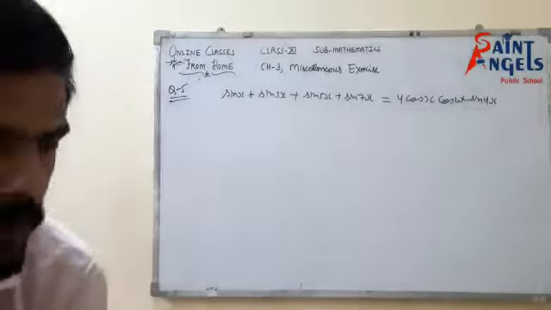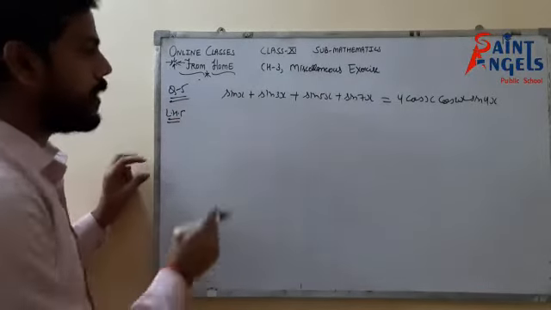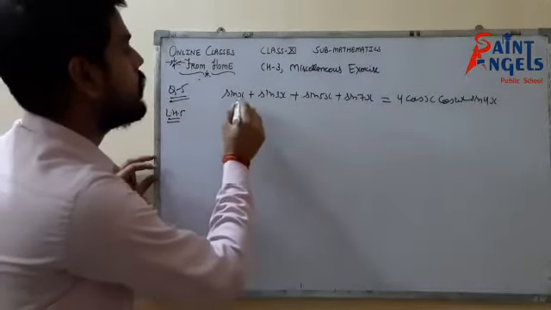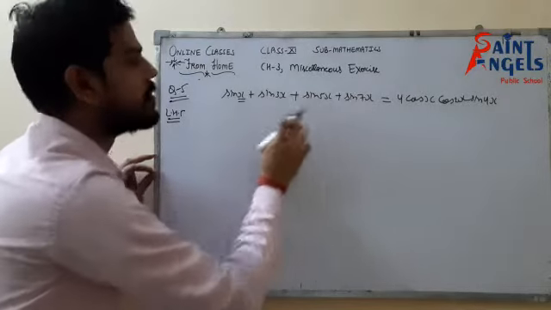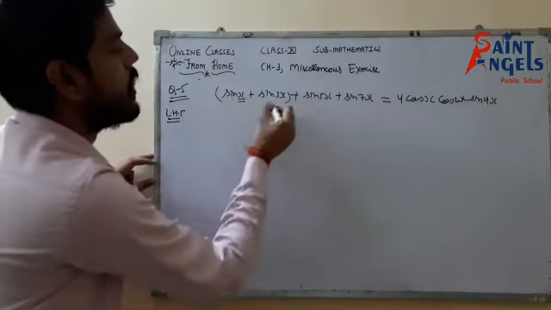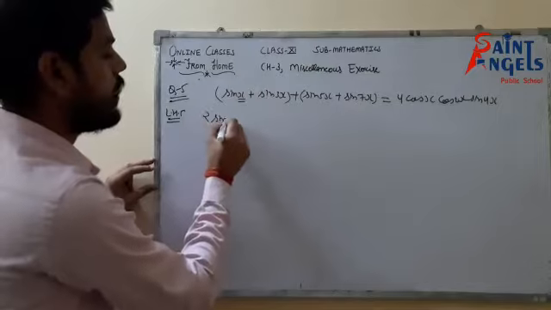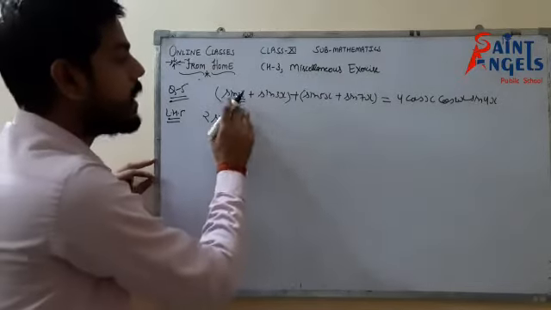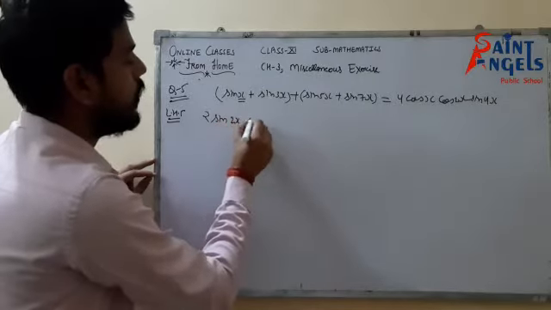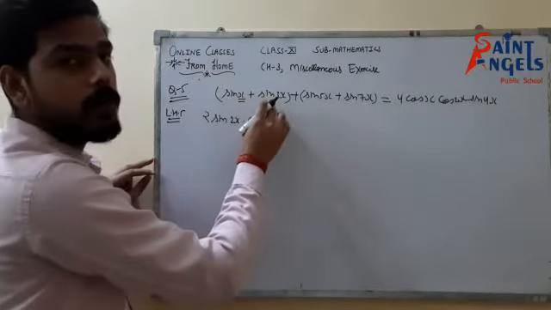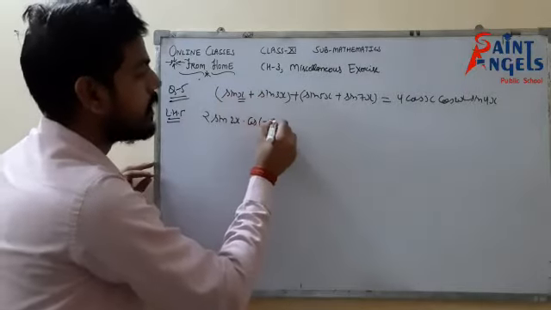Students, from here I am taking LHS. Here I can put the formula of sin a plus sin b, and here as well. So that would be 2 sin (a plus b) upon 2, (x plus 3x) 4x upon 2, which means 2x. So that would be 2 sin 2x into cos (a minus b) upon 2, (x minus 3x) minus 2x upon 2, which means cos minus x.